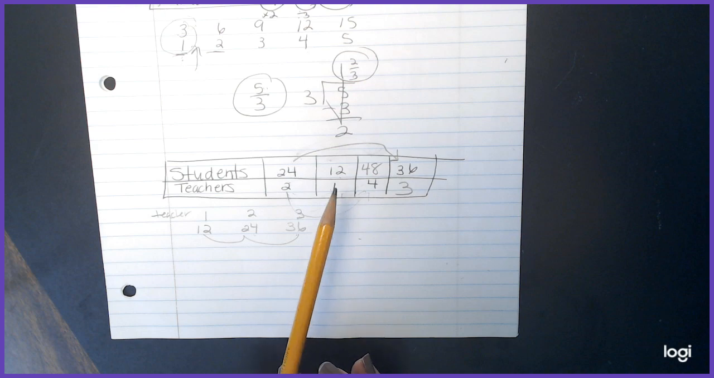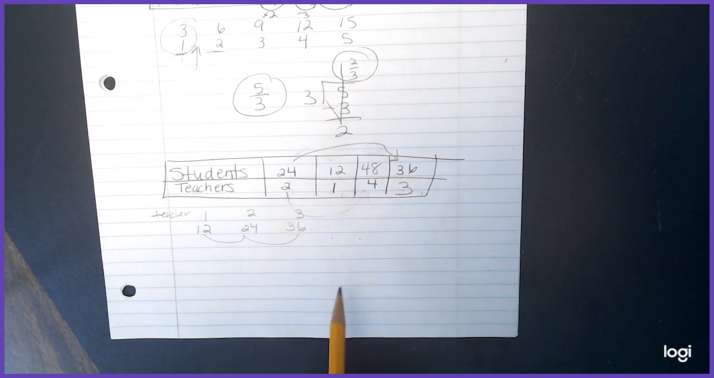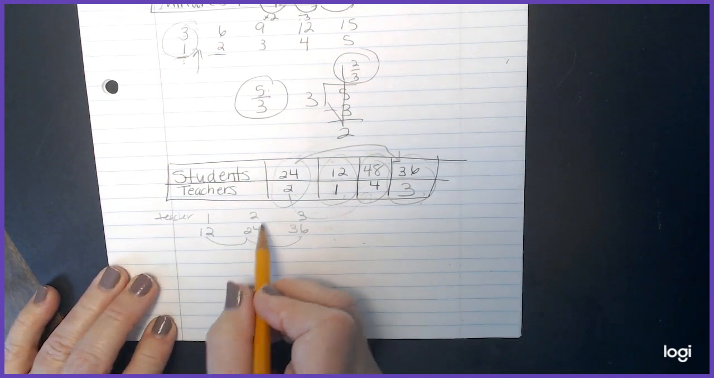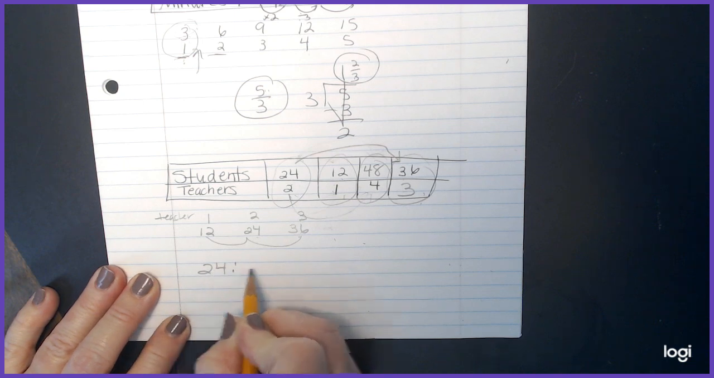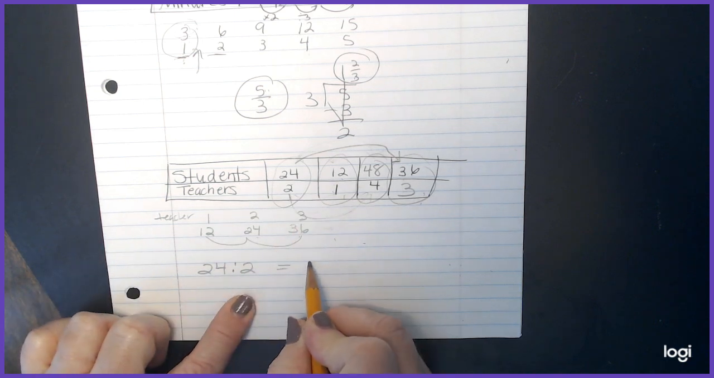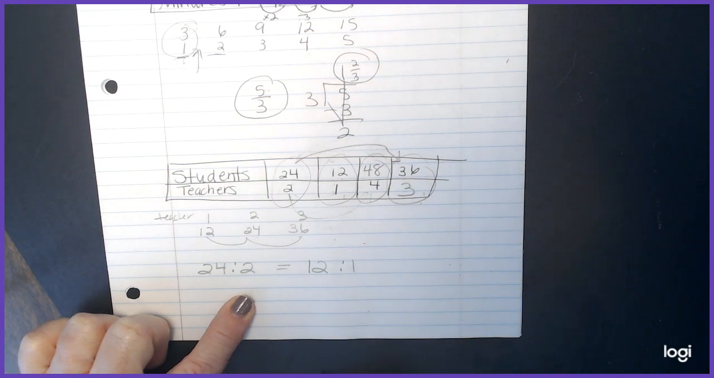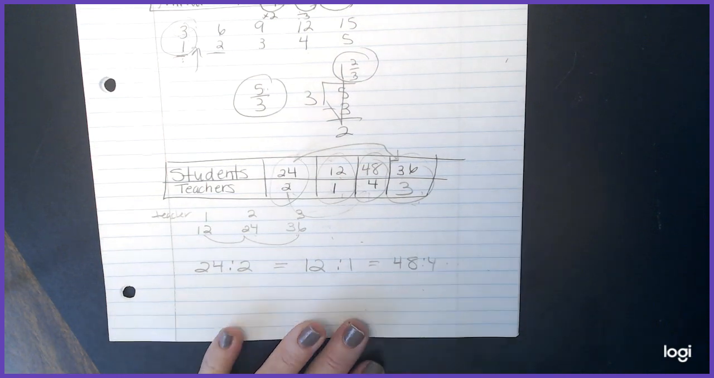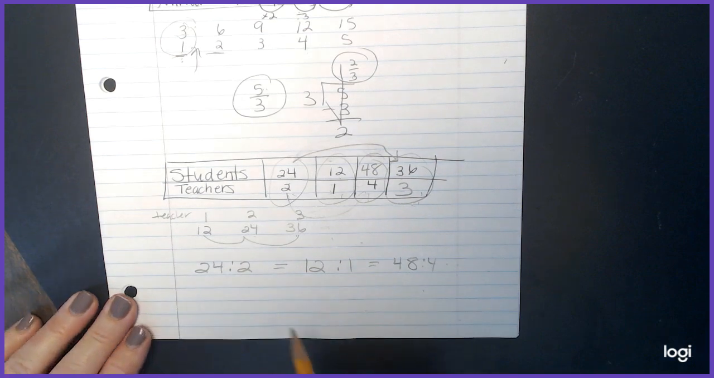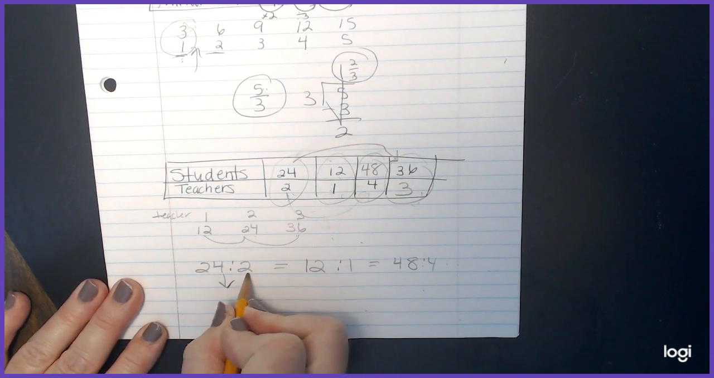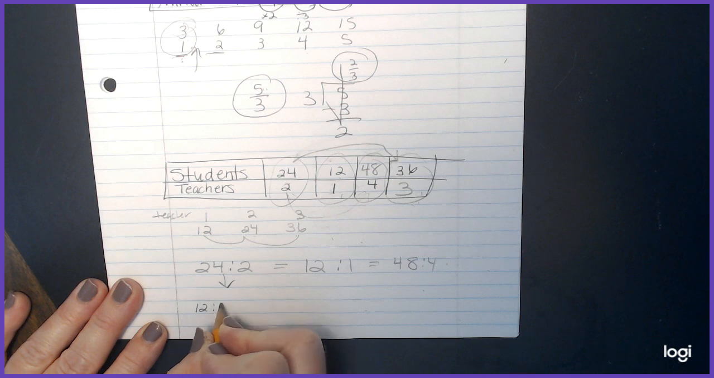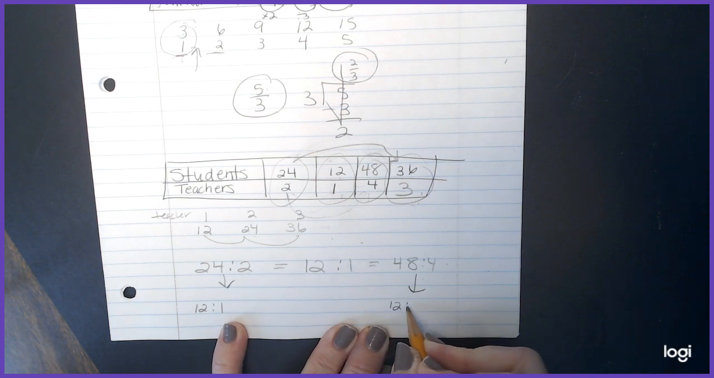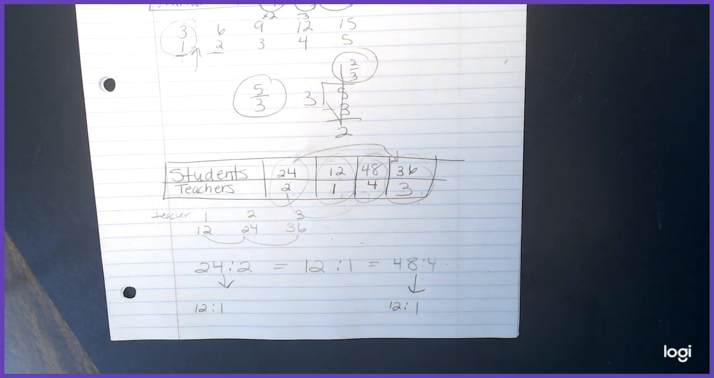So if you notice, once again, ratio tables do not always have to be in order, but I will tell you that each column is a ratio that's going to be equivalent to the other one. So for example, 24 to 2 is equal to 12 to 1, which is equal to 48 to 4. And then this one is equal to 36 to 3. Some of you might notice if I would reduce 24 and 2, I get 12 to 1. If I would reduce 48 and 4, guess what I get? 12 to 1, because they are all equivalent ratios.